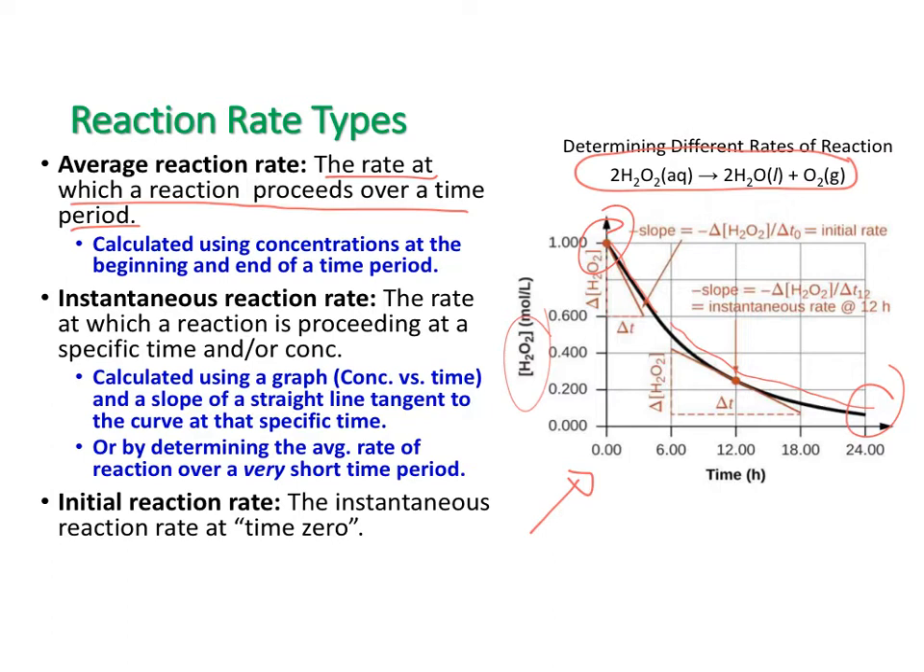An instantaneous reaction rate is something that is kind of difficult to calculate. You can calculate it using a graph of concentration over time. If you take the slope of a straight line tangent to the curve at that specific time, you can get the instantaneous reaction rate. So this is if you want to look at a very, very particular point in time, what the rate was. Again, this would take more work to calculate, but thankfully we don't. But you can do that. It does exist. And then finally, we have our initial reaction rate, which is the reaction rate at time 0.